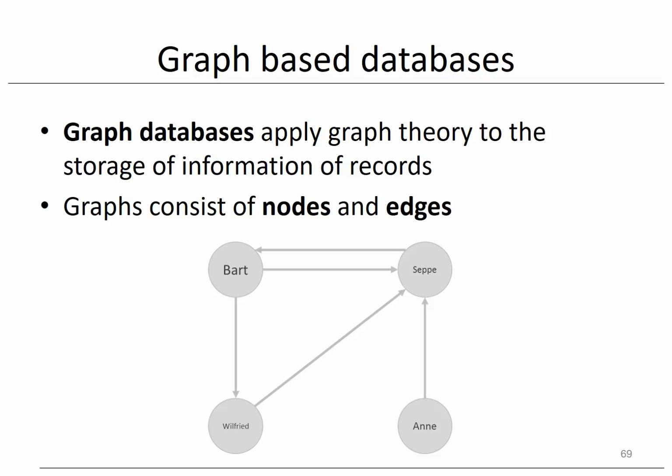Of all the categories of NoSQL databases, graph-based databases may become the most significant in the future. Graph databases apply graph theory to the storage of information of records. In computer science and maths, graph theory entails the study of graphs, mathematical structures used to model pairwise relations between objects. Graphs consist of nodes, or points or vertices, and edges, or arcs or lines that connect nodes. Arcs can be uni or bidirectional.